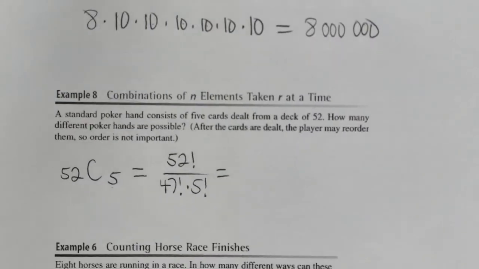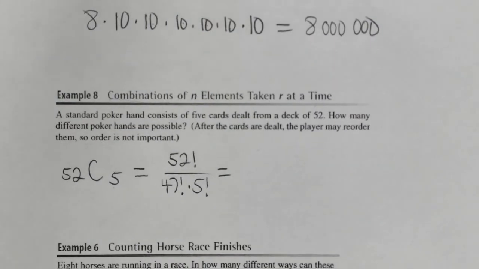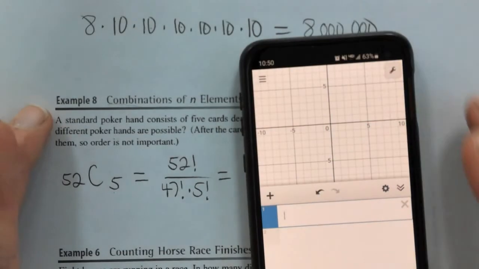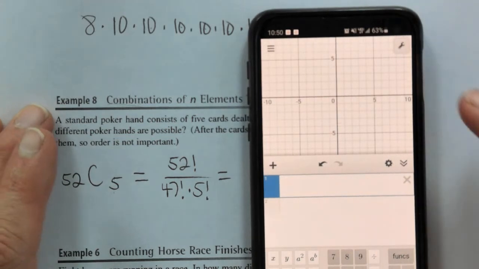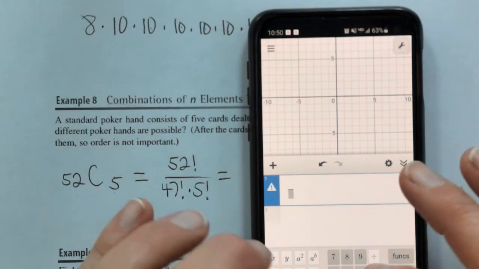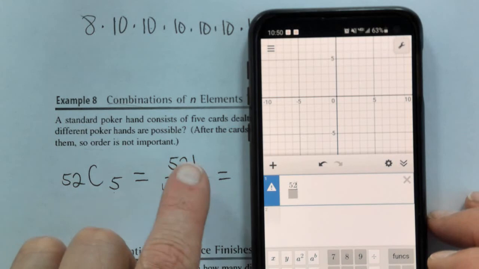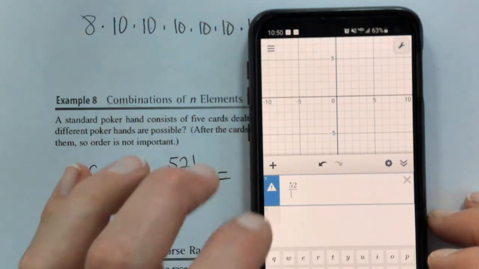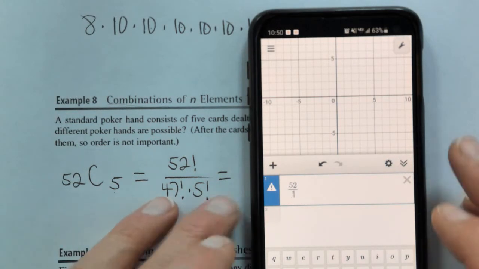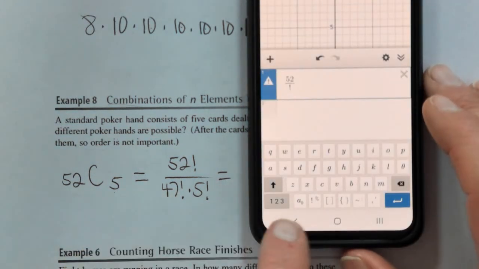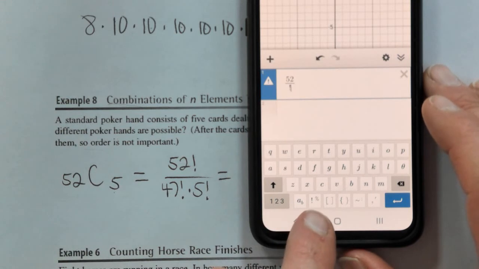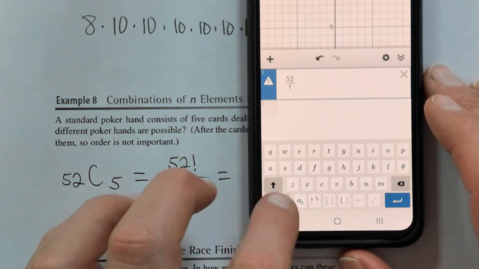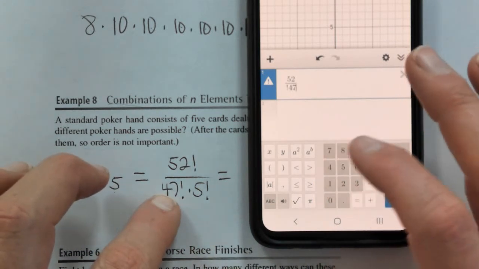From here, we can just put factorial into the calculator. Desmos does have a factorial operator on it, so we can go straight to our calculator instead of multiplying all these things back out. I do need a fraction, so it's going to be 52. To get to the factorial, you have to press the ABC button, and then it's down here. And then, of course, on the bottom, I need 47.